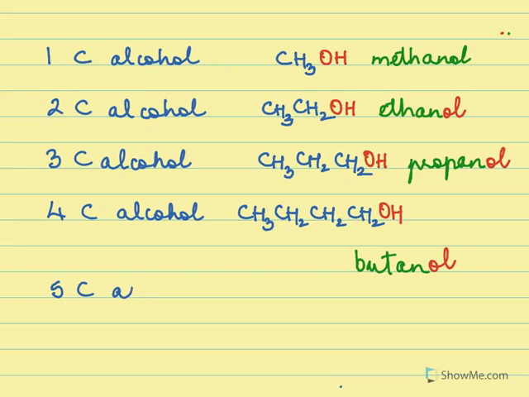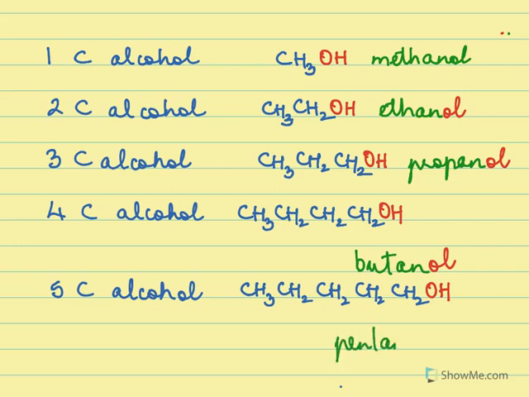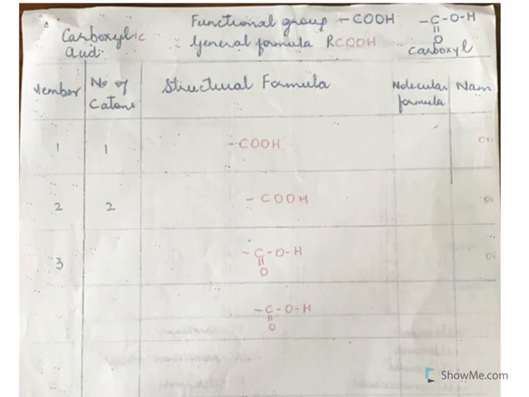Now for a 5 carbon alcohol, you'll have 5 carbons. CH3, 1 carbon, 2, 3, 4, 5. It's an alcohol, so it is OH. Now 5 carbon, so pentane is 5 carbon. You have to remember that, pentane. And because it's an alcohol, you take away the E and you put OL, pentanol, 5 carbon alcohol. We'll learn the next group.